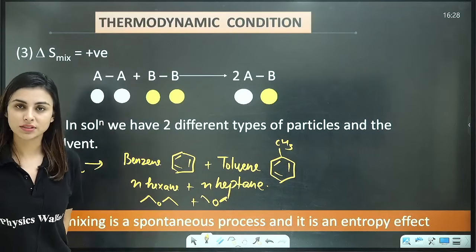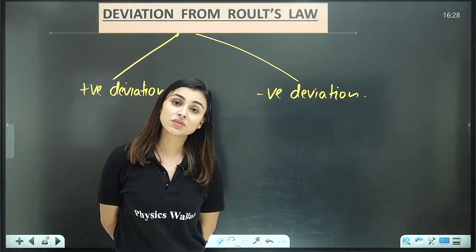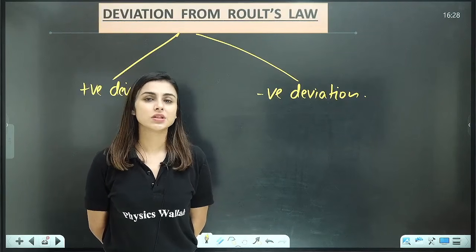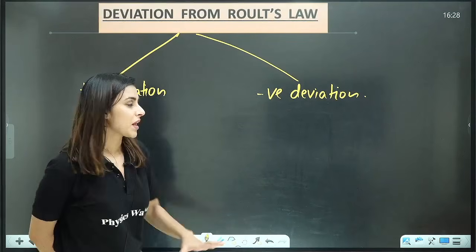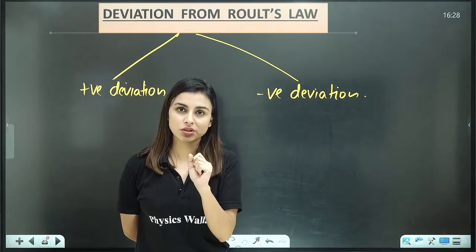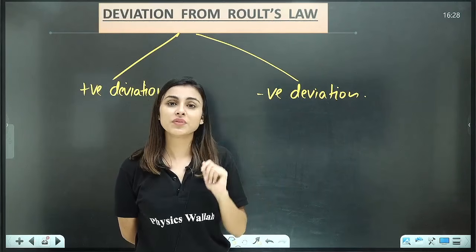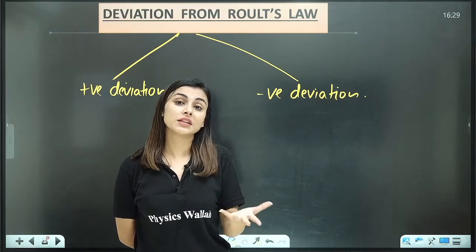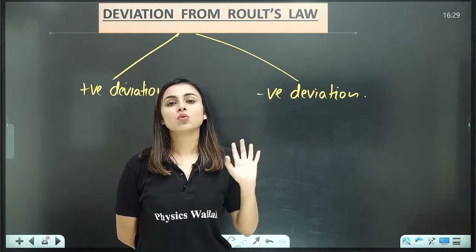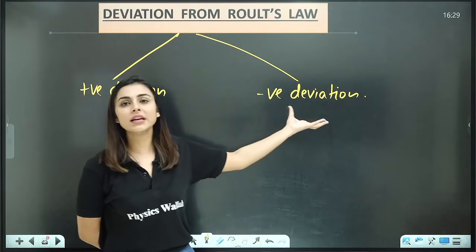Ideal solutions. Okay, now we are going to talk about the deviations, that is positive deviation and negative deviation. What is positive deviation and negative deviation? Now just consider about it. Till now, whenever we talked about the solution, we talked about their interaction. Now, what are the possibilities? Maybe after mixing, interaction is weak, or maybe after mixing, interaction is stronger. That is the main reason which decides whether it will be a positive deviation or a negative deviation.